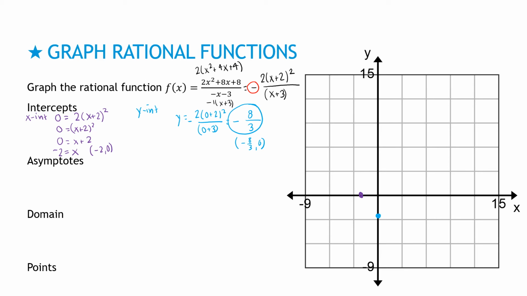Now let's look at asymptotes. A horizontal asymptote occurs when I compare these values. So if I compare the numerator versus the denominator, I end up with a degree that's greater on top, which gives me a slant asymptote. And this is where we have to be super careful.